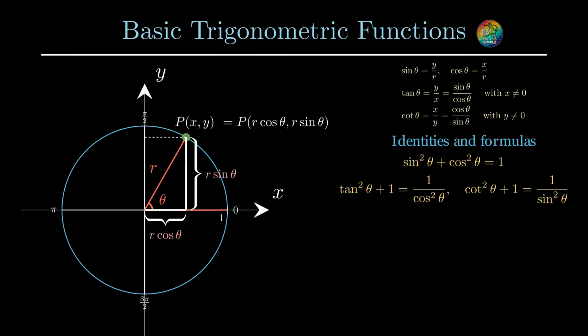If we take that core formula and divide everything by cosine squared, we get our second identity. Tangent squared theta plus 1 equals 1 over cosine squared theta. Let's take a look at the proof for these identities below.